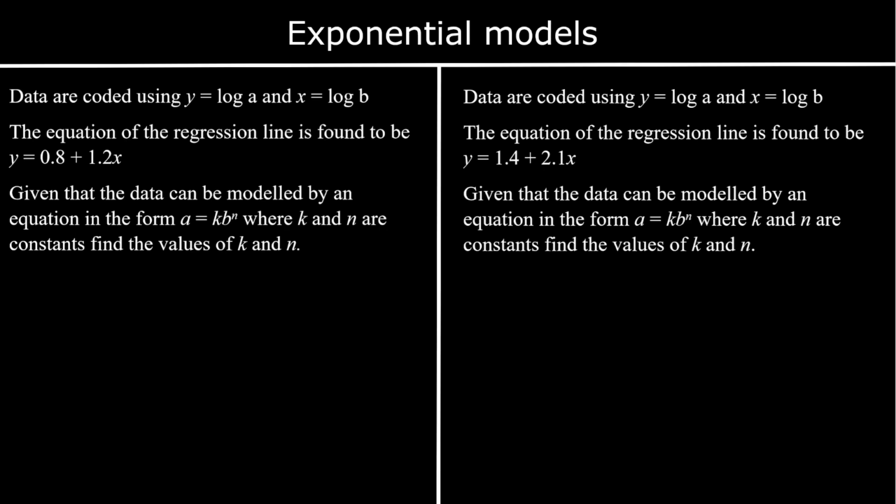So in this situation, we had two variables a and b, and we've coded them to change them to x and y, and we've found they've got a straight line relationship between x and y. And now we want to change it back into a and b. So y is log a, so we're going to change y into log a, and x is log b, so we're going to change x into log b.